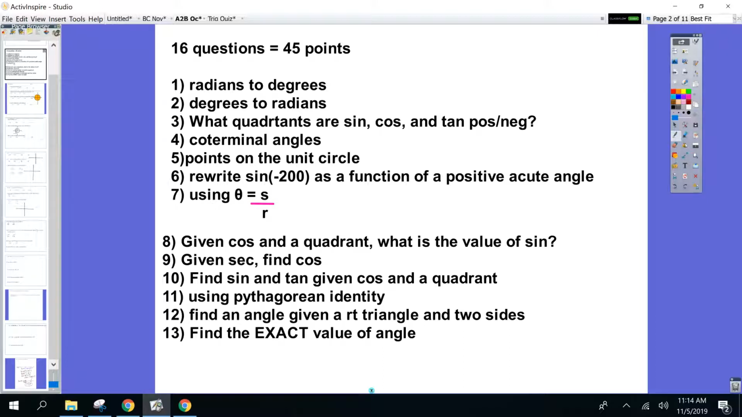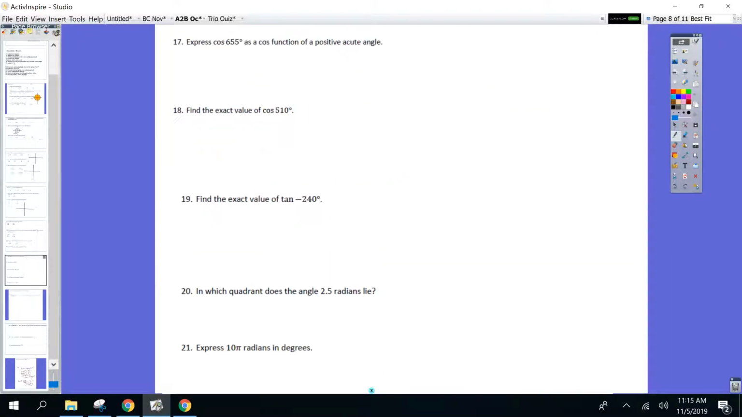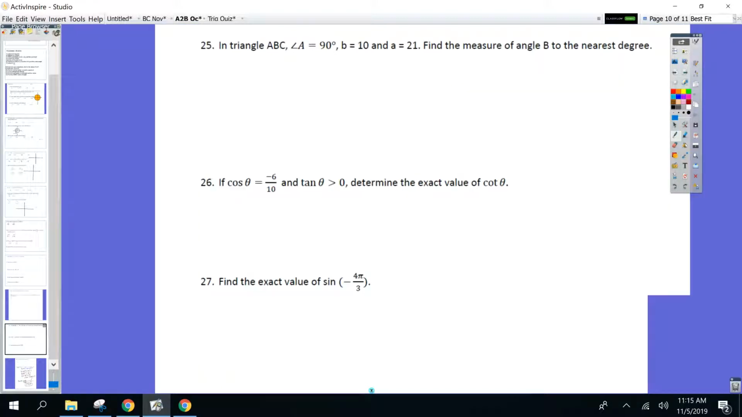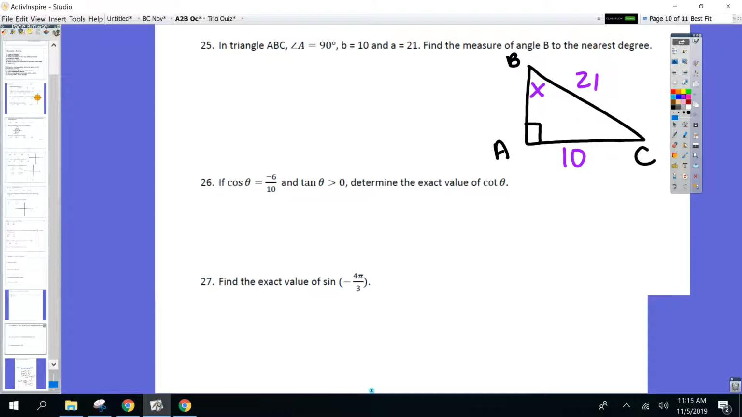Let me take a peek at that. Question 25. Triangle ABC, angle A is 90. I'm not going to do this to you tomorrow, but you remember what lowercase b meant? The side across from angle B is 10. A is 21. Find the measure of angle B.